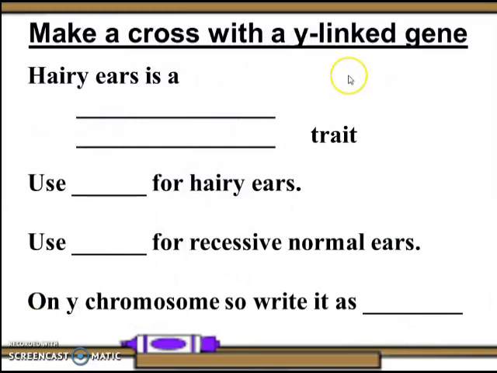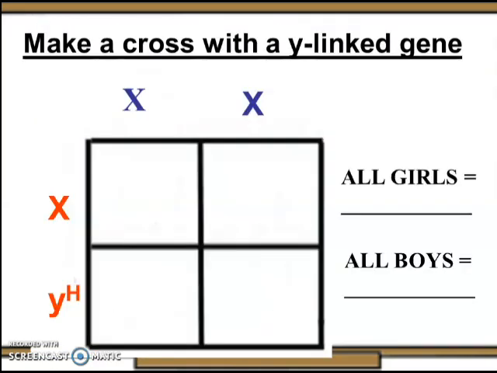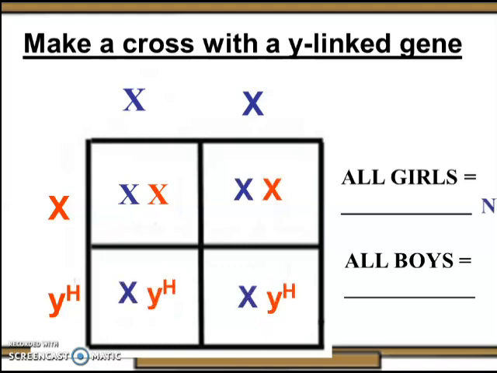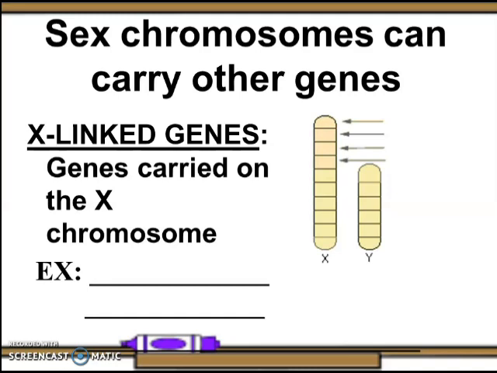Let's make a cross with the Y-linked gene. Hairy ears is a Y-linked dominant trait. Use capital H for hairy ears and small letter h for recessive normal ears. Only the Y chromosome carries it, so write it as Y with a capital H superscript. If we make a cross with a Y-linked gene, it shows that all girls will be normal and all boys will have hairy ears. As shown in the cross, all of the sons of an affected male will display this Y-linked trait.